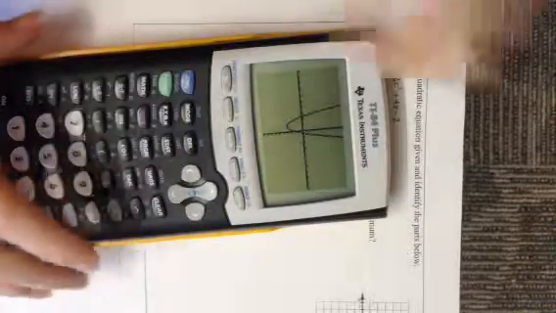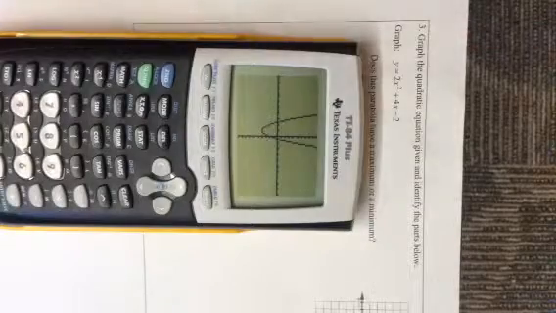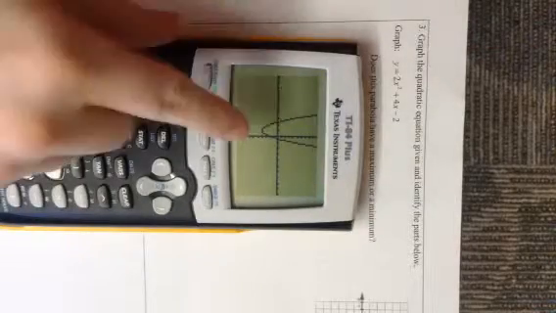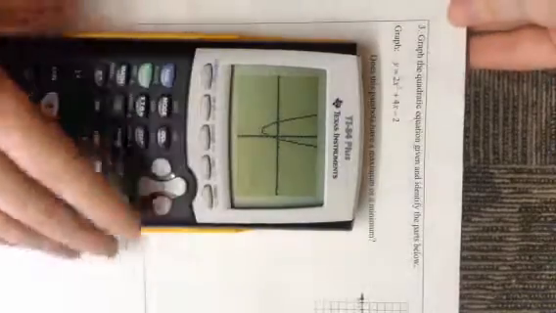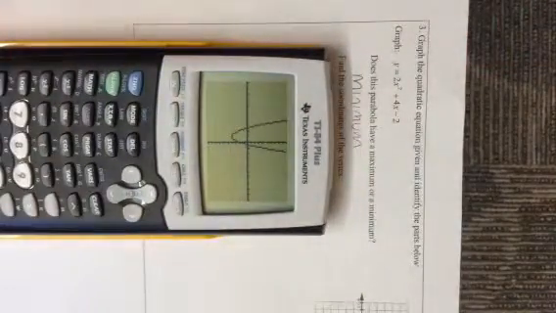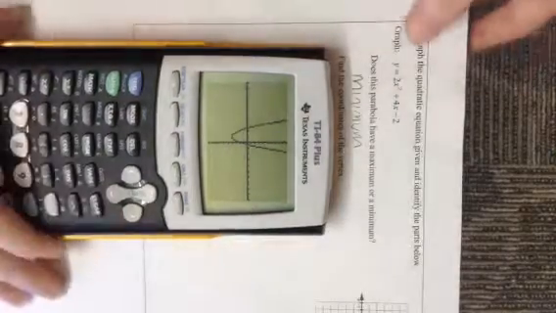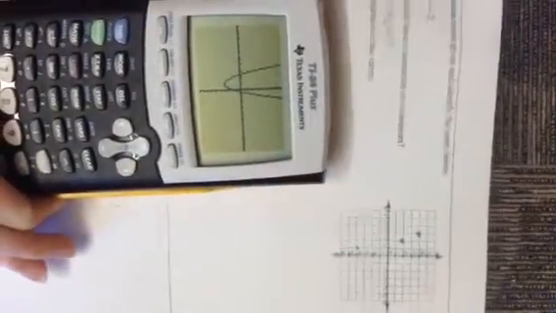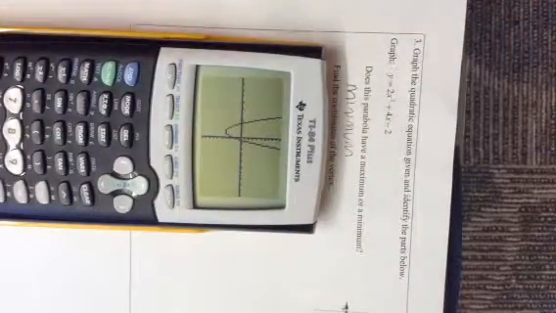So that's about what it looks like, and this can tell me right now if I've got a max or a min. My vertex is at the very bottom, the very lowest point. That means that this parabola is going to have a minimum. So the next thing that I need to do is graph it on my graph paper over here to be able to figure out the vertex and everything else.